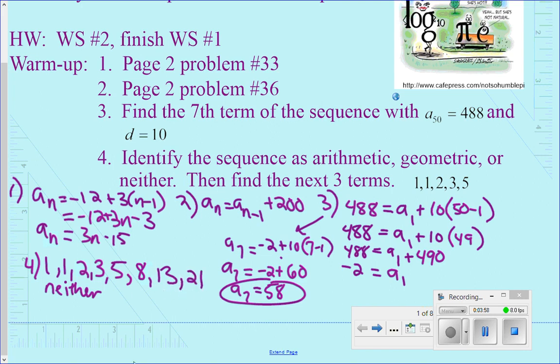That sequence, by the way, is not arithmetic or geometric, but it has a special name. It's called the Fibonacci sequence. It's named after the person who discovered it. That's the Fibonacci sequence. So 1, 1, 2, 3, 5, 8, 13, 21, and so forth. Adding the 2 previous terms to get the next term. Okay, so that takes care of the warm-up.